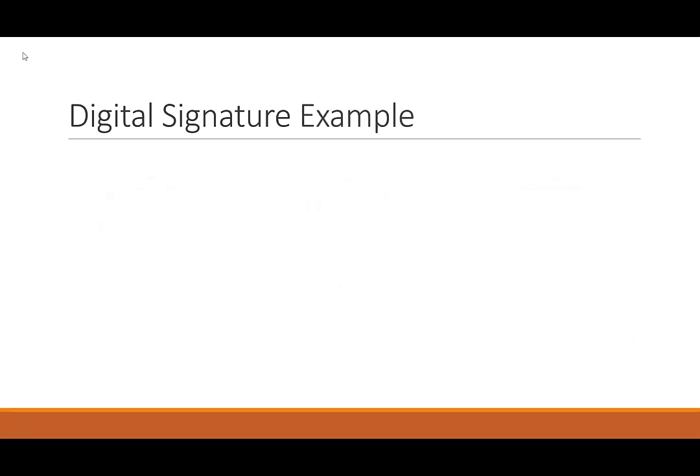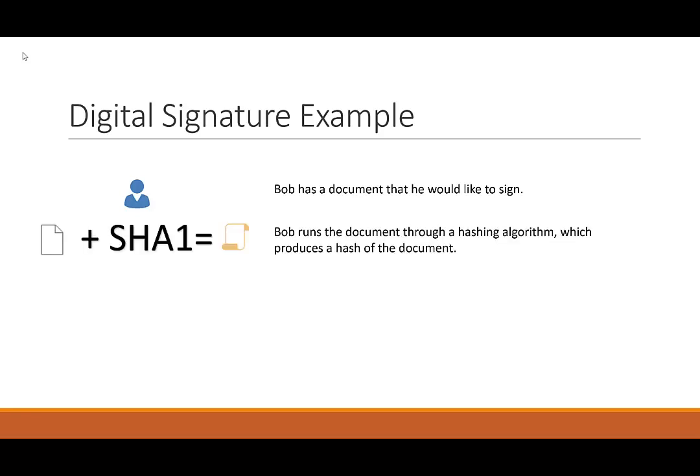So here's an example of a digital signature. In this example, Bob has a document that he would like to sign. So let's just say a Word document for the sake of this discussion. Bob then takes that document and runs it through a hash algorithm. We talked about SHA-1 being insecure, but this is just for the purpose of illustrating this. It's not that important. This is mainly just to understand the process.